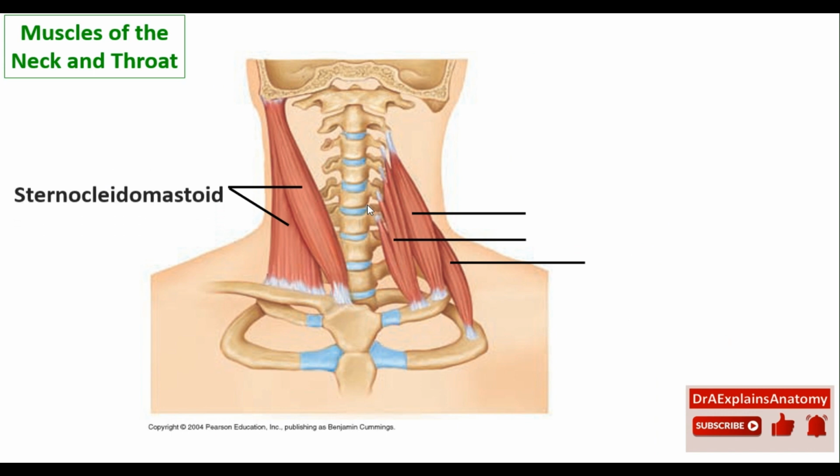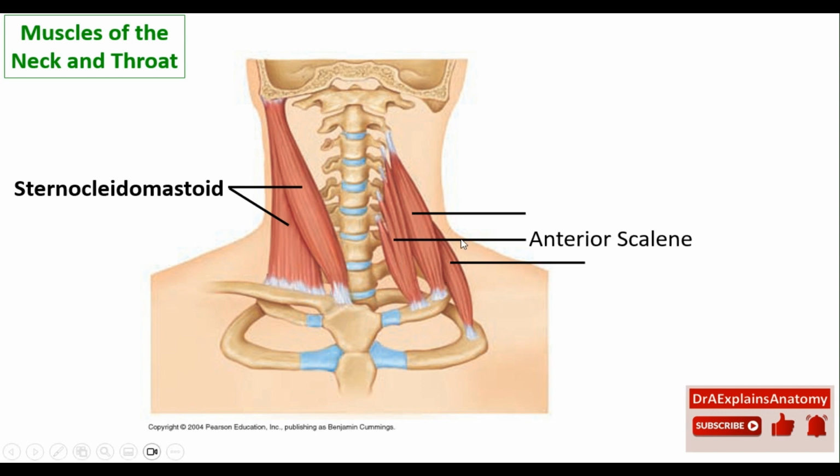This right here is the sternocleidomastoid muscle, and these are the scalene muscles. We have the anterior scalene muscle, middle scalene muscle, and the posterior scalene muscle.